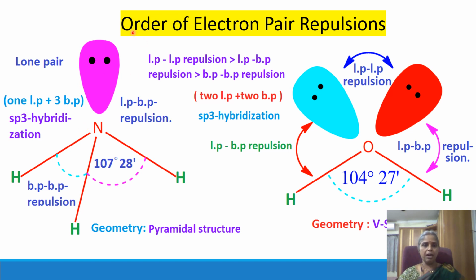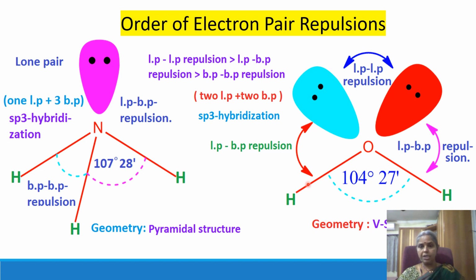This is ammonia, only one lone pair. So 3 bond pairs are pressed closer. You can see red lines are bond pairs. The violet ball or the purple colored ball is the lone pair. Lone pair is occupying a lot of space. So bond pairs are pressed closer, less than 109 degrees. Bond angle is only 107.